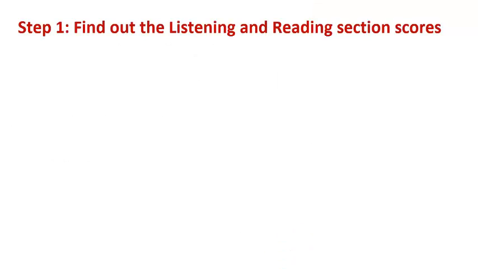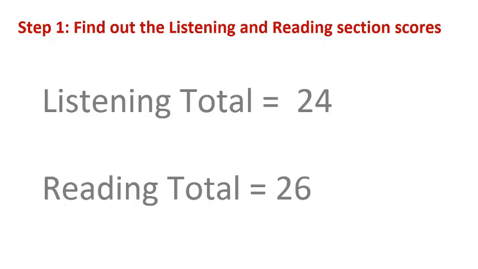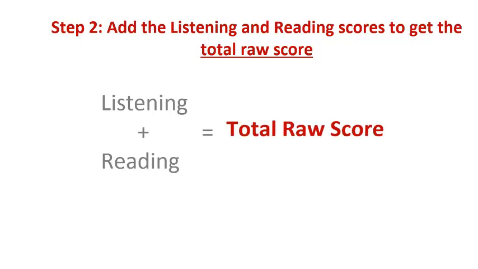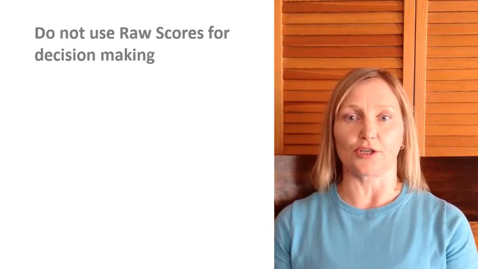To begin with, you need to know how many questions the student answered correctly in each test section. The highest possible number correct score for listening is 24, and for reading it is 26. Once you have these two number correct scores, just add them together for the student's total number correct score, which we call the student's total ELTIS raw score. The highest possible total raw score is 50. The score is called raw because it is not yet ready for use in decision making.